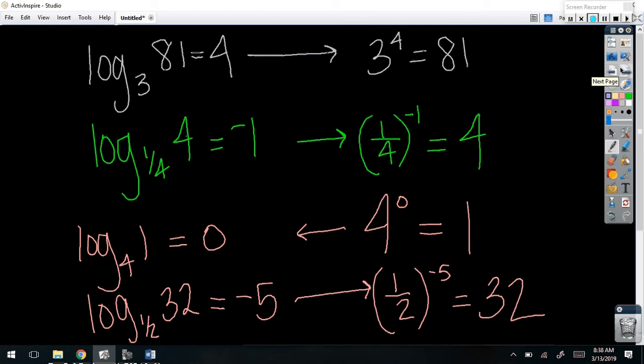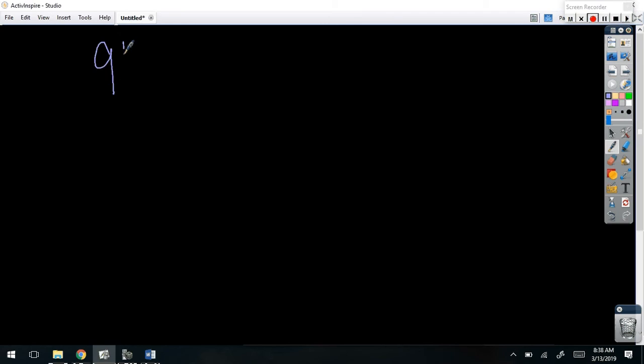9 to the 1 is just 9. If you flip it, 2 to the 5th power is 32. If it's negative, you always flip it. The negative exponent's going to flip it. 9 to the 1st equals 9. What does that look like as a logarithm?